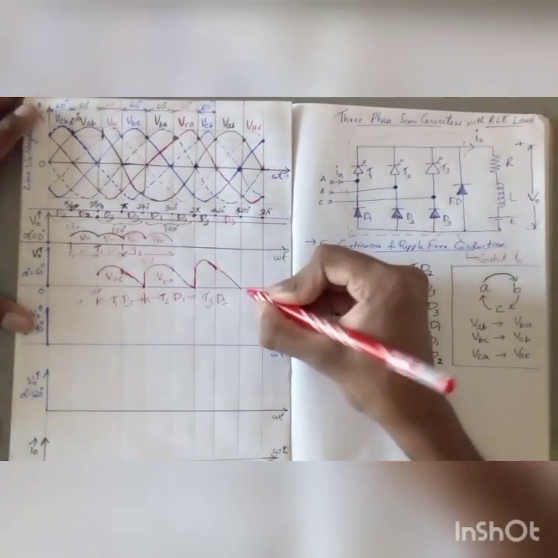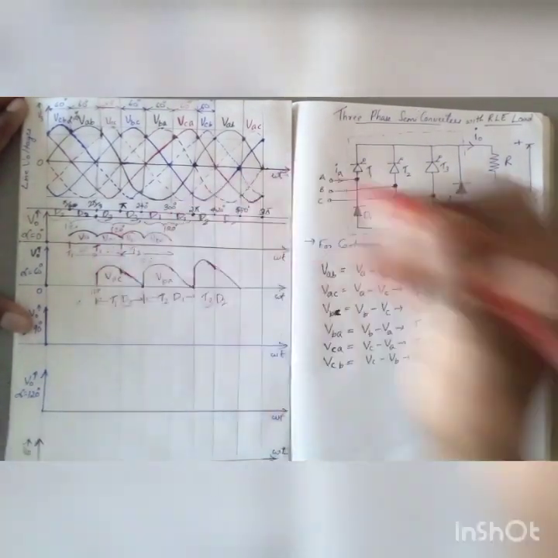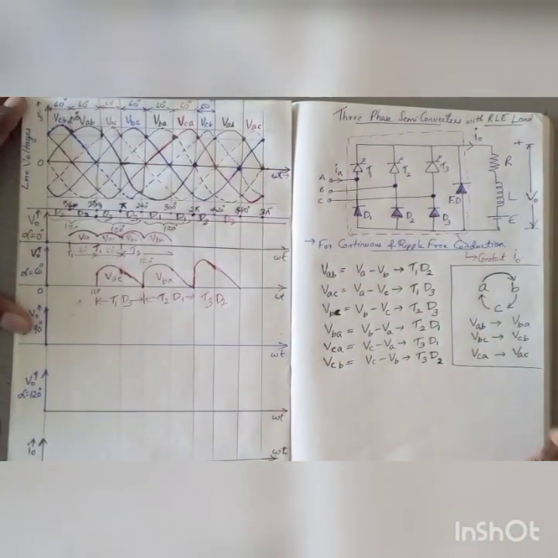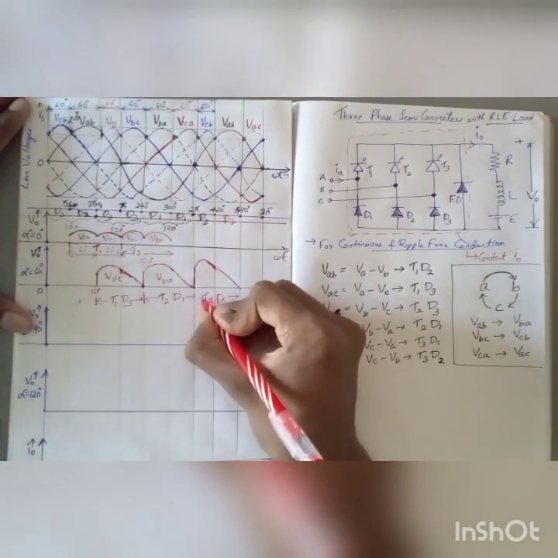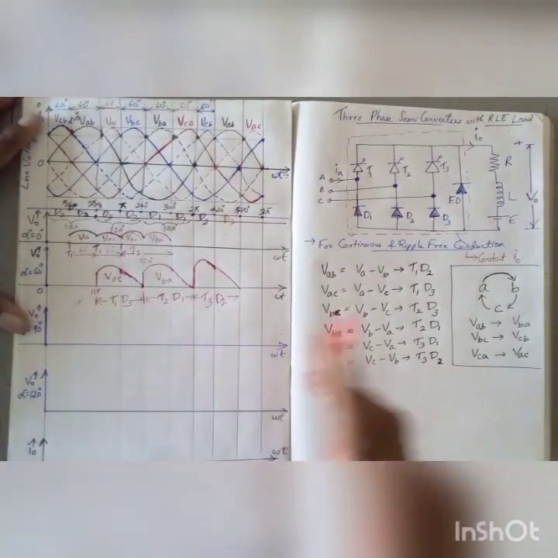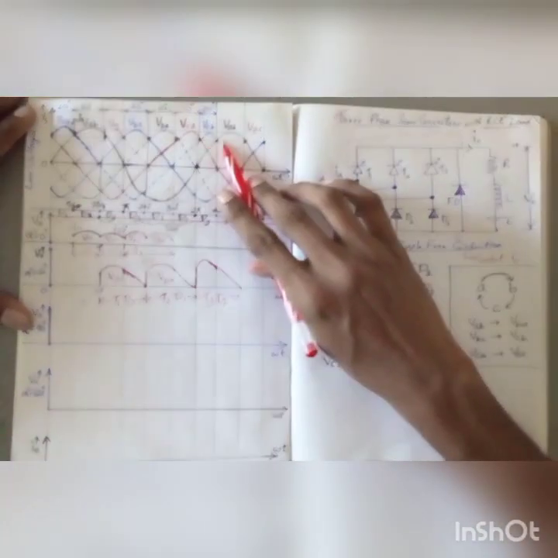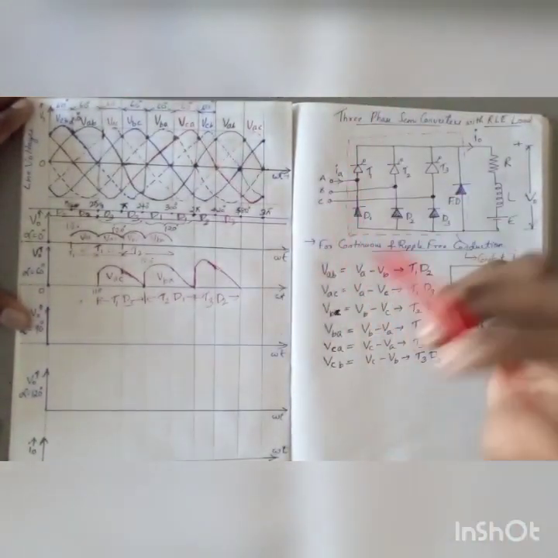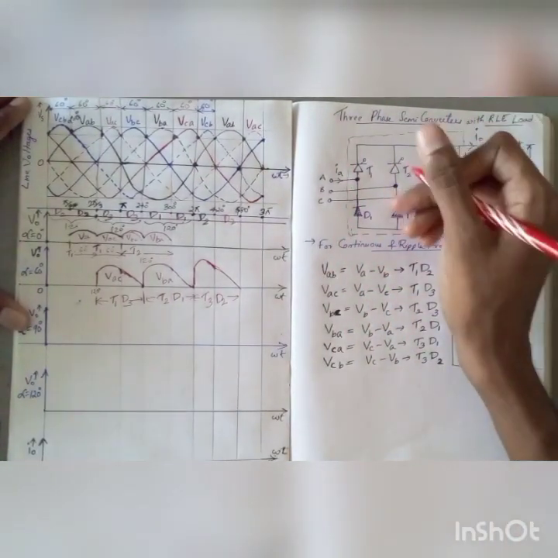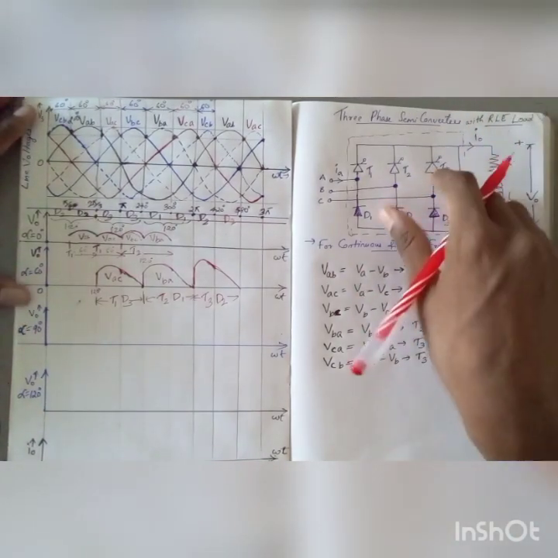And similarly you can draw the waveform for other voltages also. Okay, I think it is clear for you how to find the combination of devices which are conducting, how to understand what will be the highest voltage appearing there, and how to understand which thyristor or which diode has to be conducted.